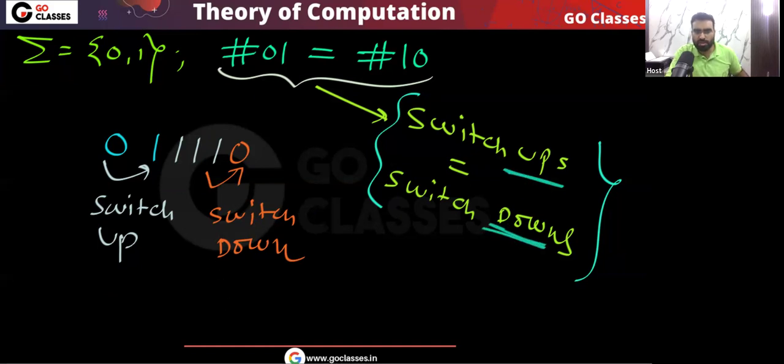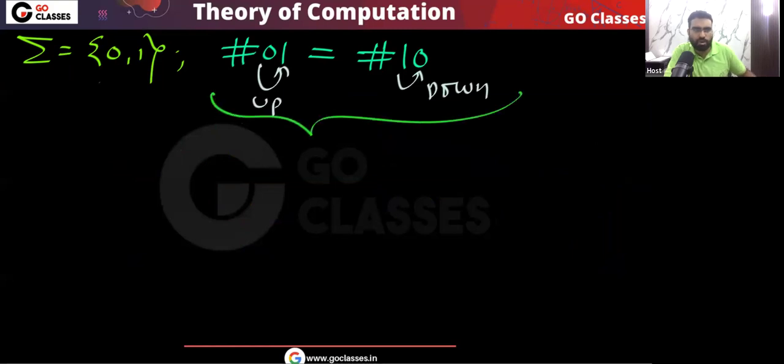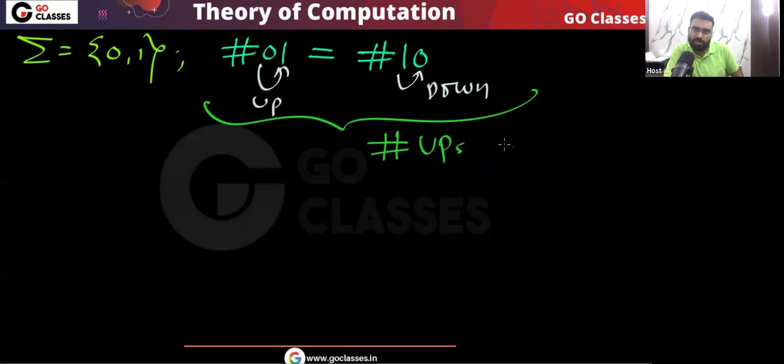Yes or no? Okay, so now I'm asking you a very simple question. You already understood that this is up. Let's call it up. And this is down, let's call it down. So you agree with me that the number of up should be equal to the number of down, they should be same.